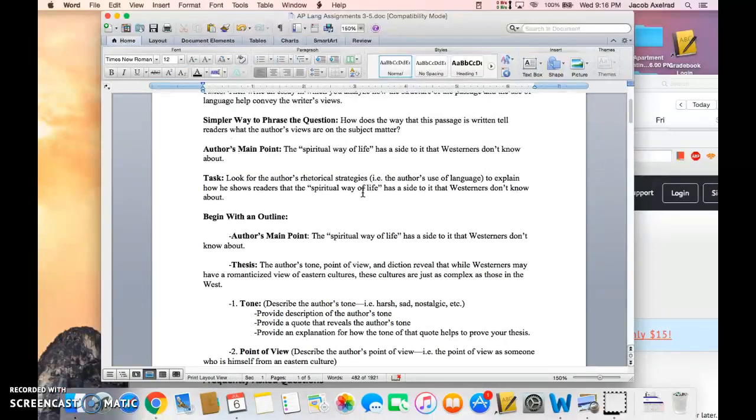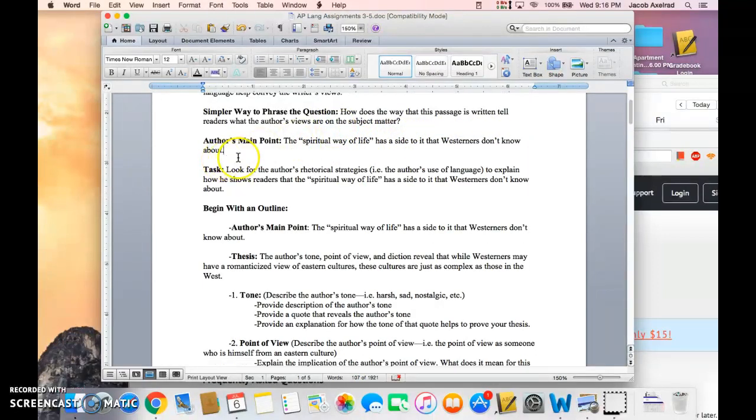Once you've read the passage, you want to try to identify the author's main point. And I'm giving you the author's main point here, but the author's main point is that the spiritual way of life has a side to it that Westerners don't know about. Okay? So we have our question, we have the author's main point. Now, your task as writers in this essay is to look for the author's rhetorical strategies or the author's use of language to explain how he shows readers that the spiritual way of life has a side to it that Westerners don't know about.